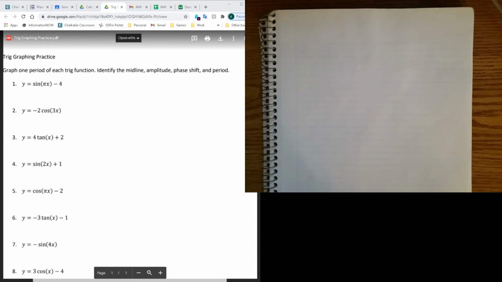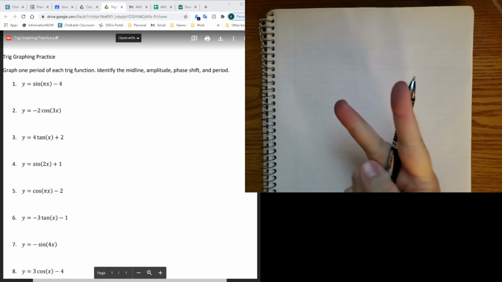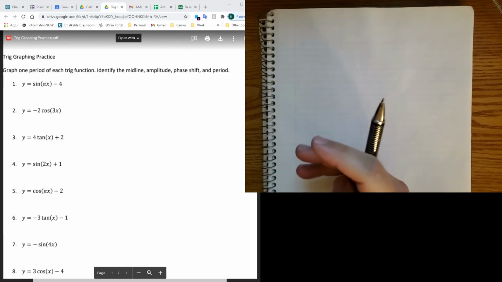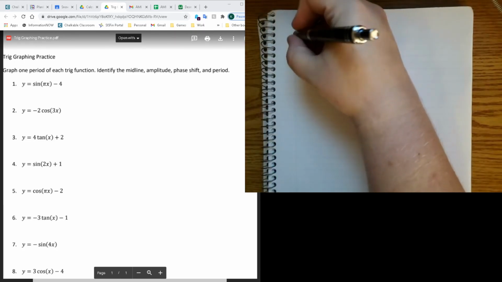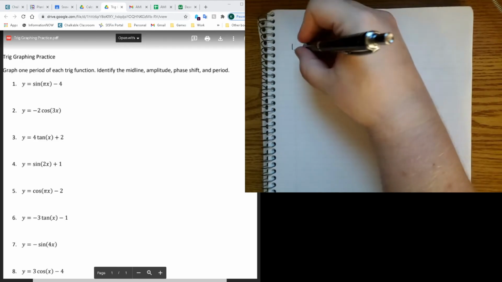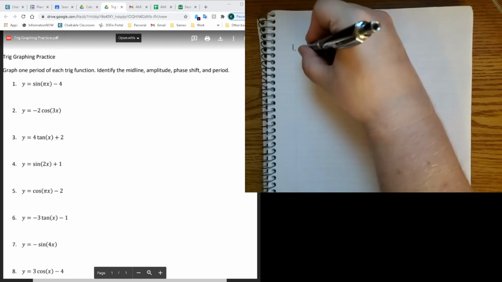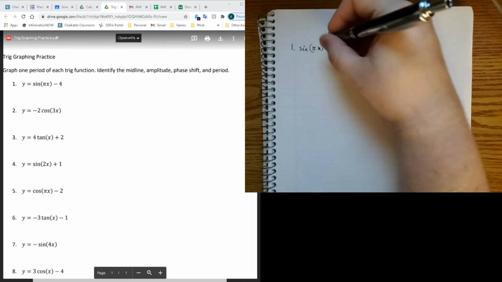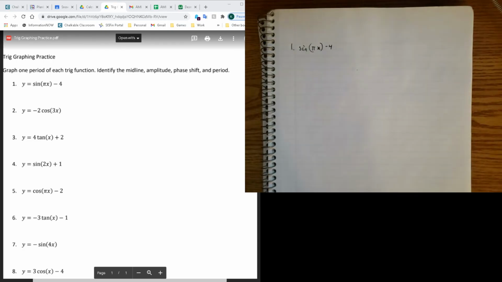Note for the homework problems, they're a mixture of sine problems, cosine problems, and tangent problems because you have to be able to graph all three. And so let's take a look at our homework problem. Our number one problem says we are doing a problem dealing with sine of pi x minus 4. And the problem says in the instructions, we are supposed to identify the midline, the amplitude, the phase shift, and the period, which I will do over here.